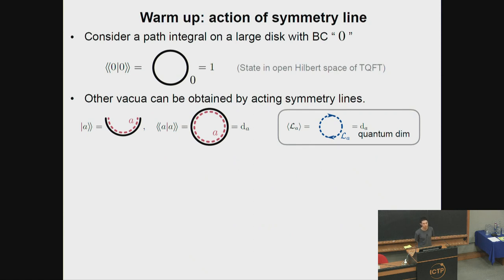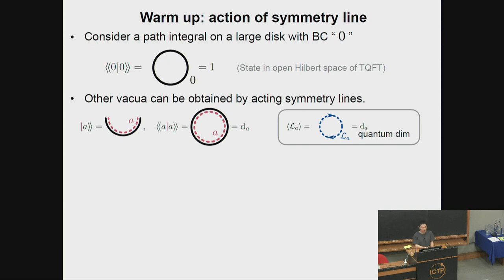With this, let me start explaining how to derive the modified crossing. But as a warm-up, let me derive the action of the symmetry line using these physical inputs. Let's consider a path integral on a very large disk with a boundary condition such that at infinity you have the zero vacuum. You can think of this path integral as computing the norm of the state created by the zero vacuum. Let's normalize this path integral to be one. This is just to set the normalization.